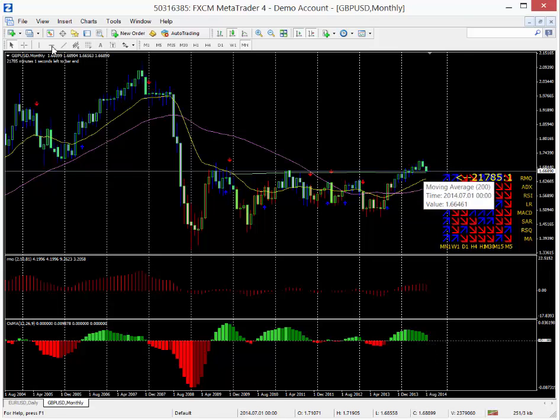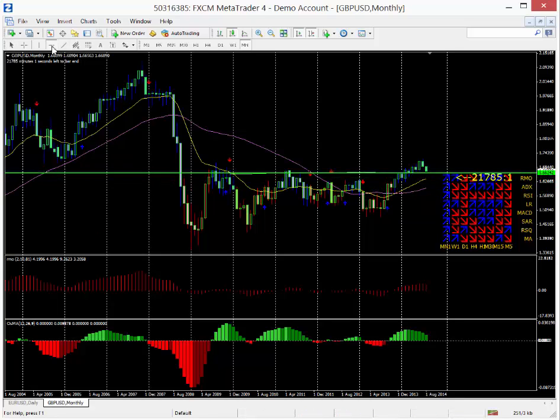The institution moving average on our monthly is still below price. So if I wanted to take the institution moving average as a level of price support and resistance, you can see that price has been above that level for what has been now 6 months.